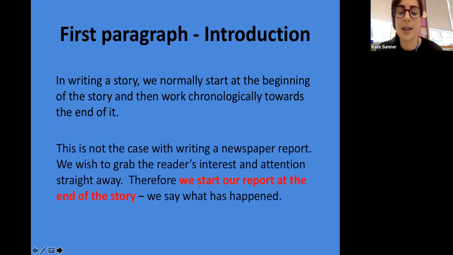Now, usually in a story, we start from the beginning and work through in time order, in chronological order. But in a newspaper, we don't do that. We actually start at the end of our story. So that first paragraph, that first introduction tells us like the whole story. Okay, so it tells us the end as well as the start, not like a film or a story, where you would only find out the end at the end.